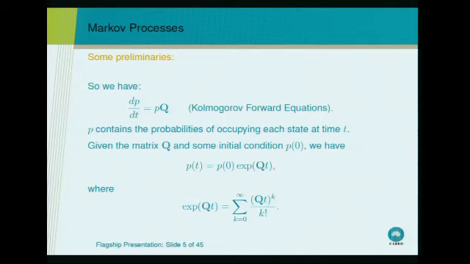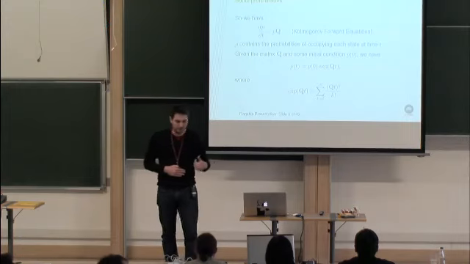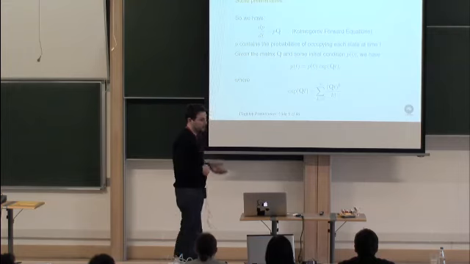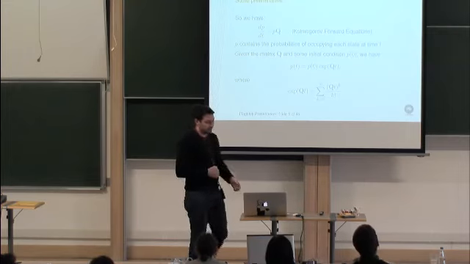For the transition probabilities of a continuous time Markov chain such as the ones I'm discussing today, we have the Kolmogorov forward equations, which dictate the way in which the transition probabilities evolve with time. P contains the probability of occupying each state in our process at time t, and given our Q matrix and a vector of initial conditions, probabilities of occupying states at time 0, we have the solution P(t) equals P(0) multiplied by the matrix exponential of Q times t.